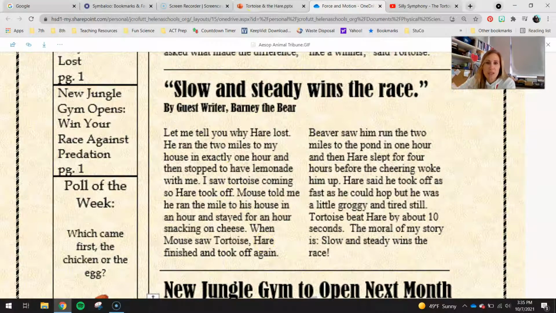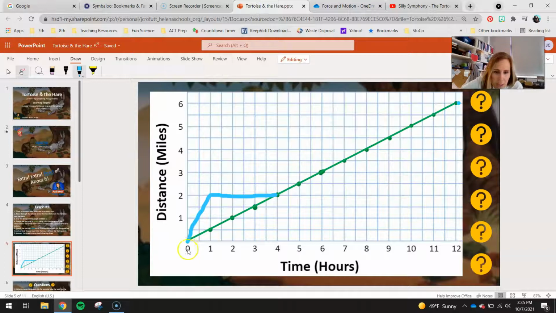So what you guys are going to do is, I've graphed out the first, looks like 2 miles for him, in the first 4 hours. So he ran basically 2 miles in 4 hours, even though he really ran that 2 miles in 1 hour. He stayed there for 4 hours. So you guys are going to finish this next episode.